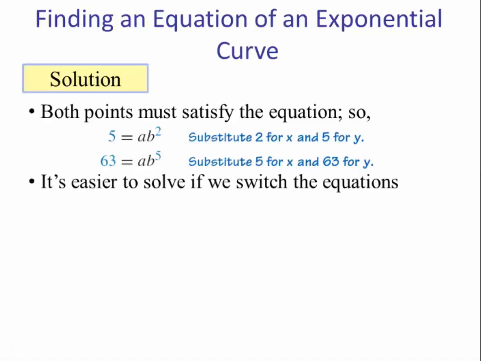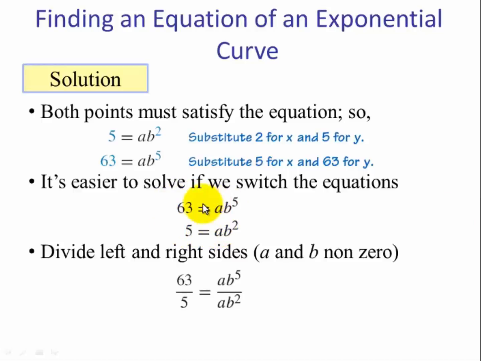Now this will be easier if we put the largest y value first and then the smallest. Now why do we do this? It's because now we are going to apply that property where we divide these 2 equations. So this system is equal to this. 63 divided by 5 is equal to ab to the 5th power divided by ab squared. Now next, the a's will cancel, and then we have b to the 5th divided by b squared, and these bases are the same, so that means we subtract the exponents.